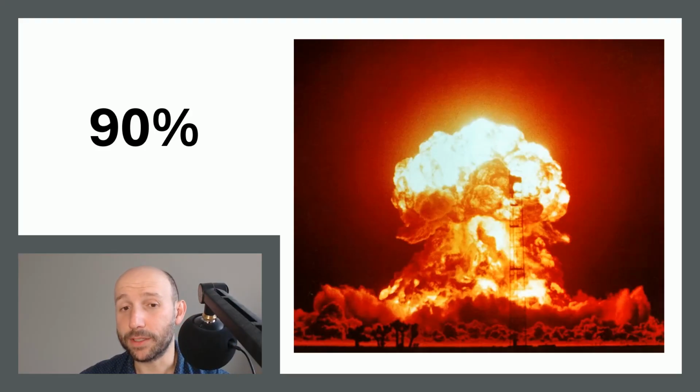And for nuclear weapons, you need it enriched to about 90%. Okay, so 90% of your uranium is uranium-235. So the question is, well, how do you do that? How do you increase the concentration of uranium-235 when in its natural state only 0.7% of uranium is uranium-235?